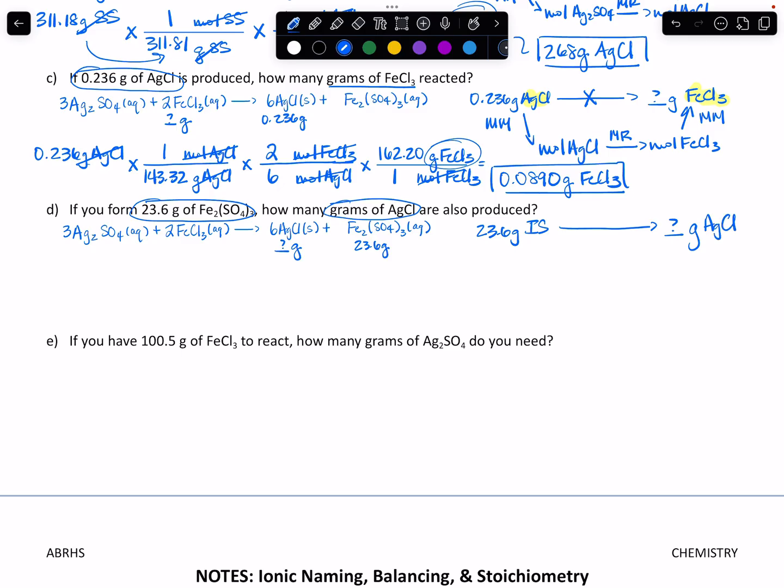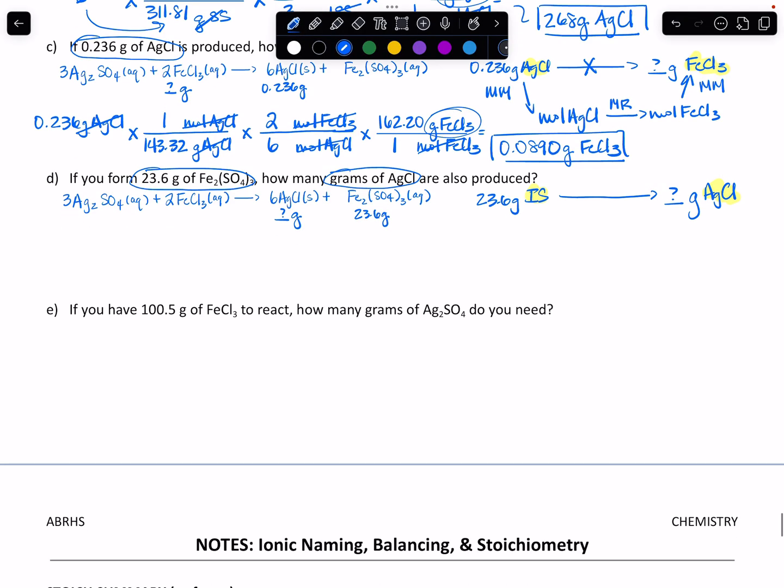All right, again, because we have two different chemical entities, we cannot move directly between these two substances. So we're going to have to do some converting to work our way over. Our first job will be to convert those grams of iron 3 sulfate to moles of iron 3 sulfate, and we'll do that with the molar mass of the substance. We're then going to convert to moles of AgCl, because the mole is where we can make that jump from one substance to another. And we do that with the mole ratio step.